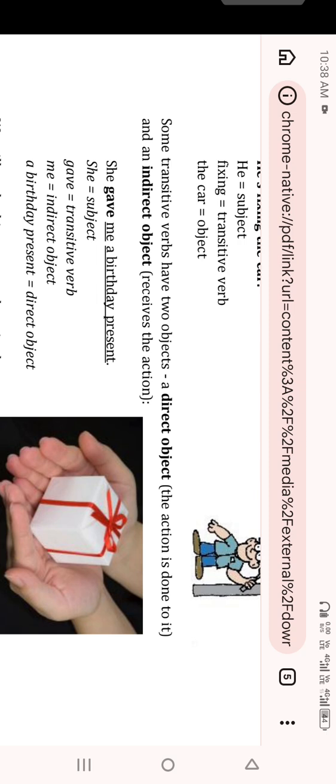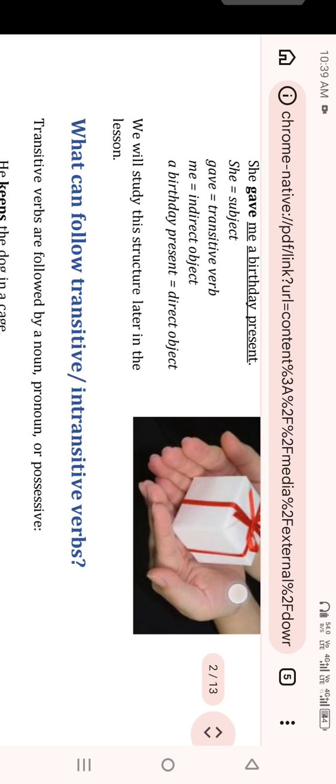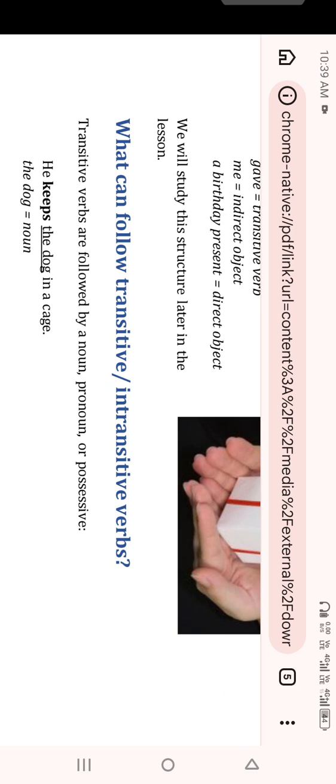Okay, to whom is the birthday present given? Me. So the answer to who or whom is the indirect object. And what is given? It's the direct object. So here, who was given the gift? The present me is the indirect object, and what was given to me, a birthday present, is the direct object. We will study this structure later in the lesson.